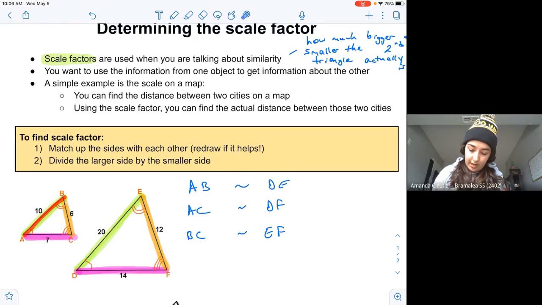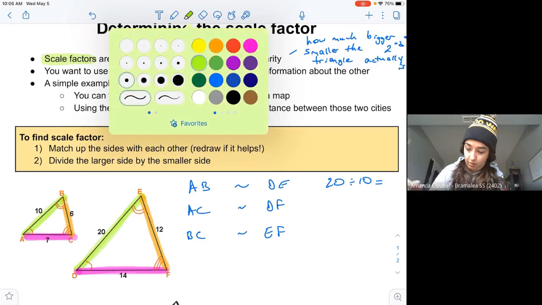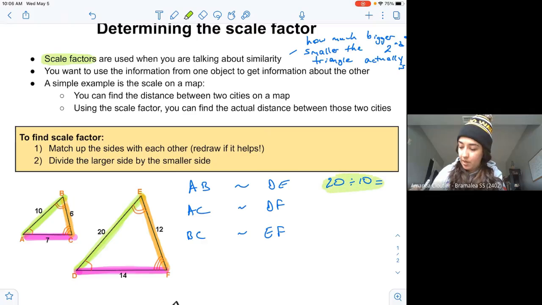What is bigger, 10 or 20? 20. Obviously, 20 is bigger. So we're going to say, okay, 20 divided by 10. Let me just color code that. Big divided by small. Okay, what about the next one for AC and DF?